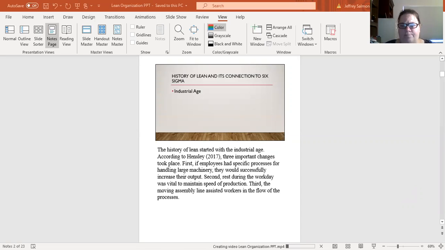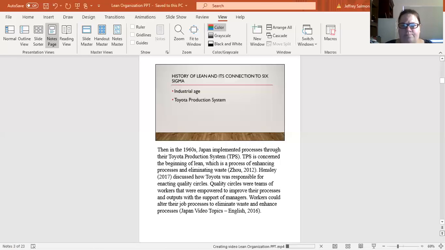Then, in the 1960s, Japan implemented processes through their Toyota Production System. TPS is concerned with the beginning of Lean, which is a process of enhancing processes and eliminating waste. Hensley discussed how Toyota was responsible for enacting quality circles. Quality circles were teams of workers that were empowered to improve their processes and outputs with the support of managers. Workers could alter their job processes to eliminate waste and enhance their work situation.